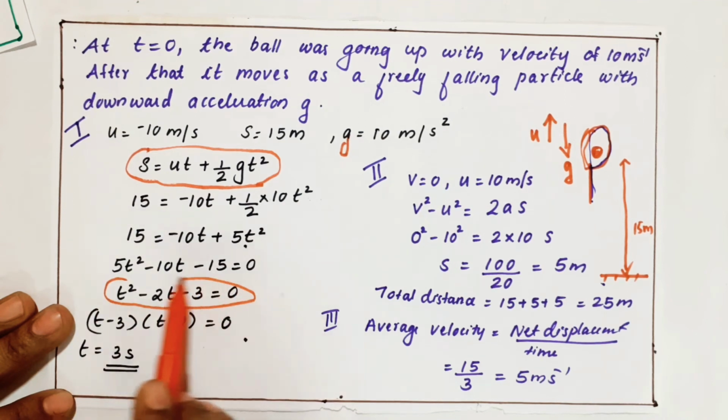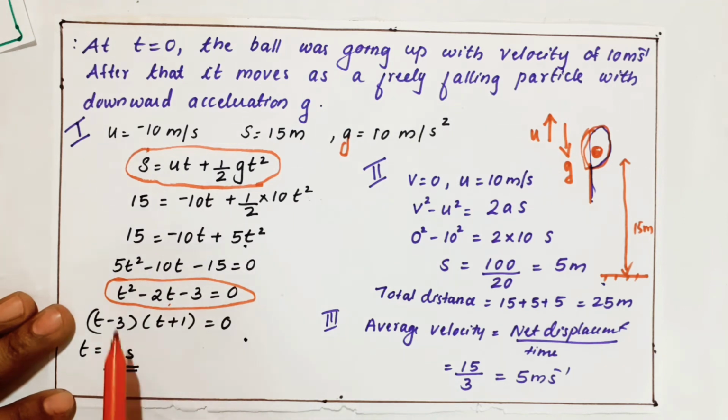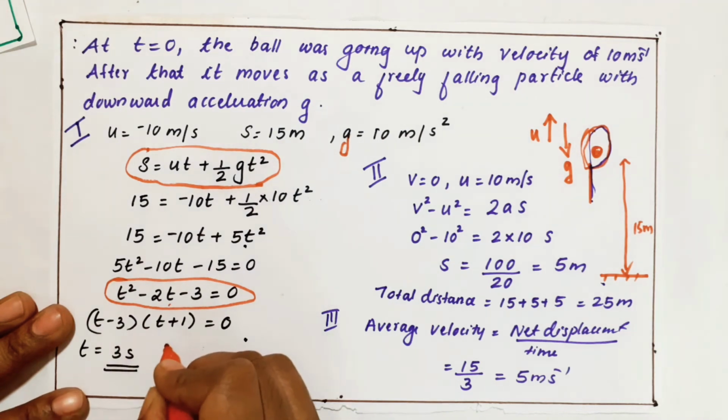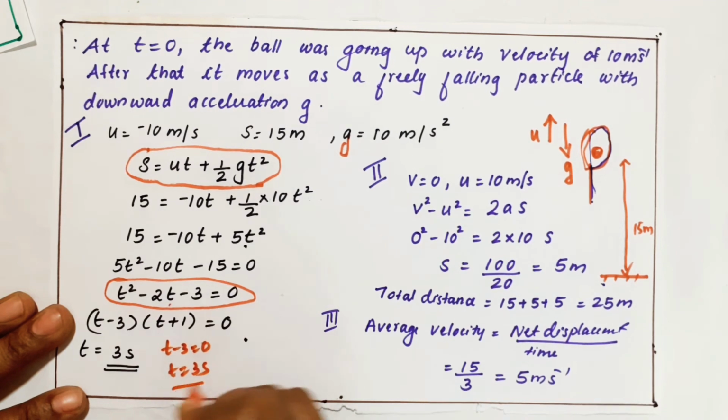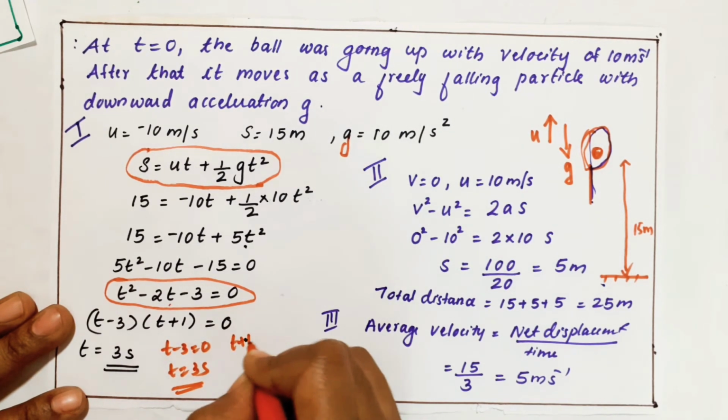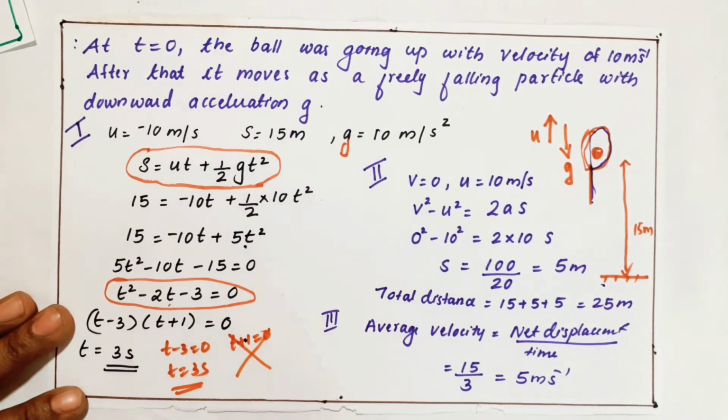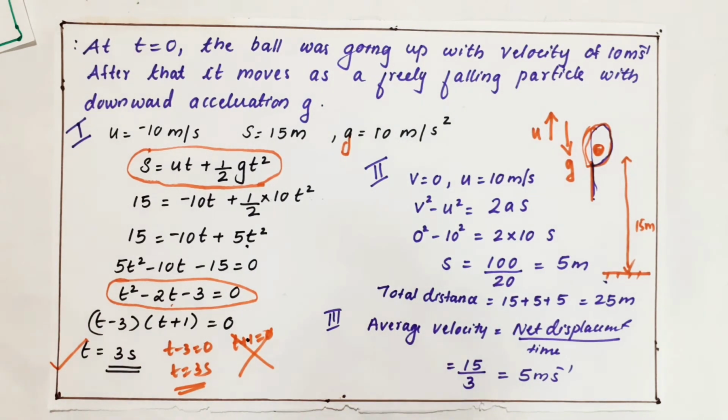This is a quadratic equation. If we solve the quadratic equation, t minus 3 and t plus 1 are the terms. We can factorize it as t minus 3 into t plus 1. So from this, I can write t minus 3 equal to 0. Therefore, t is equal to 3 seconds. I cannot take t plus 1 equal to 0 because in that case time is coming as negative. So the time taken for the ball to come down is 3 seconds.